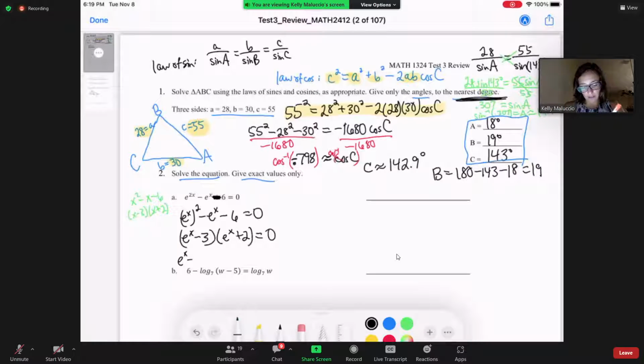You'd get e to the x minus 3 equals 0 and e to the x plus 2 equals 0. So you'd get e to the x equals 3, which we could solve for. But then you get e to the x equals negative 2, right? And Jakob, x doesn't equal 3, because, well, x equals 3, sure, in the green, right? But remember, we have to solve it like this, right? So hopefully that makes sense.